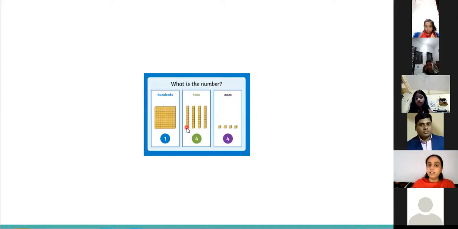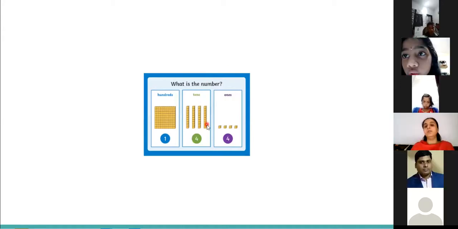So this is 1 ten. This is the next group of 10. That is 2 tens. Here we have 3 tens. And then it is 4 tens. Okay. So in 1 ten we have 10 single blocks. Then in 2 tens we have 20 blocks. In 3 tens we have 30 blocks. And in 4 tens we have 40 blocks. So that makes the number 4 tens.